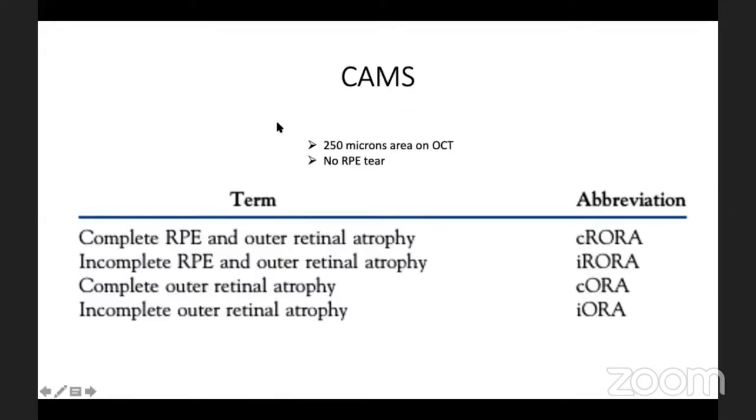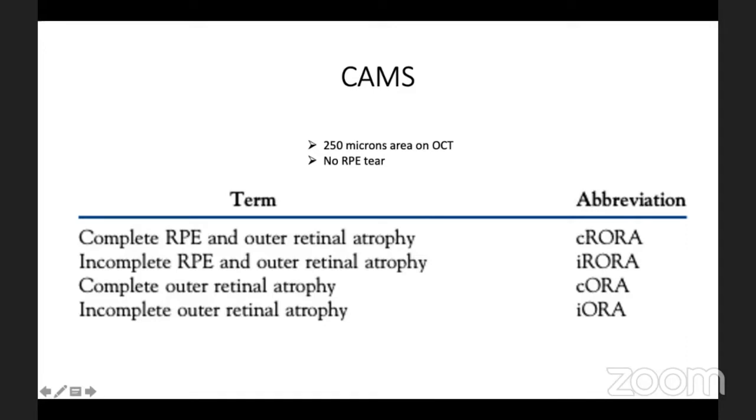As opposed to the earlier definition of AREDS, CAMS believes that 250 microns is a decent number for considering that area as atrophy, and one must not have any RPE tier to apply one of these terms. Now, the terms they have described are outer retinal atrophy, or retinal and retinal pigment epithelial atrophy. When there is only retinal atrophy, it is known as outer retinal atrophy, which can be incomplete or complete. And when you have retinal and retinal pigment epithelium atrophy, it is known as retinal and retinal pigment epithelium atrophy, which can be incomplete or complete.